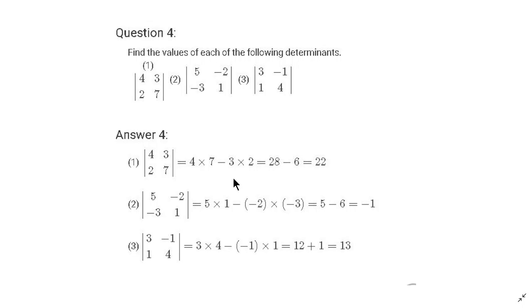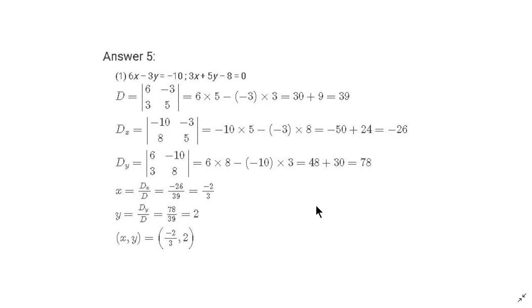Question number 4 is about finding the values of determinants. As we know how to find the values of a determinant, do the cross multiplication first. 4 into 7 is equal to 28 minus 3 into 2, 6. 28 minus 6, 22. Similarly, 5 into 1 minus this minus is separate from these minuses, right? Minus 2 minus 3 is plus 6, but minus into plus 6 is again minus 6. So 5 minus 6 is minus 1. Similarly, 3 into 4 minus 1 into 1 is minus 1, but minus minus 1 is plus 1. That's why 12 plus 1 is equal to 13.